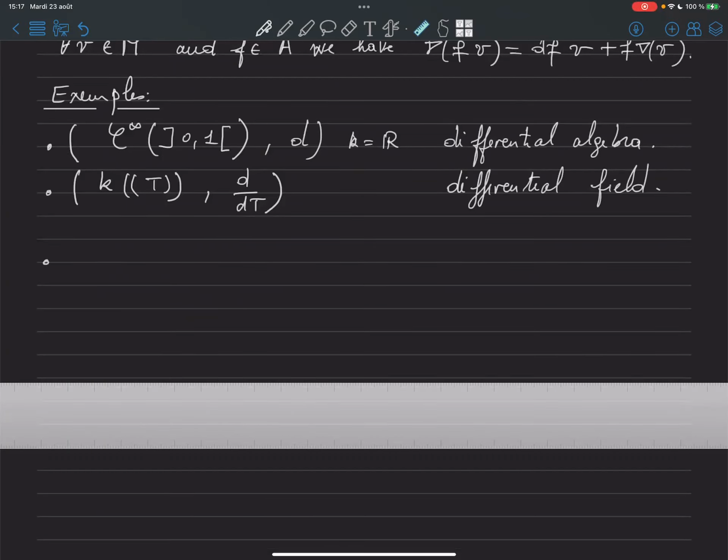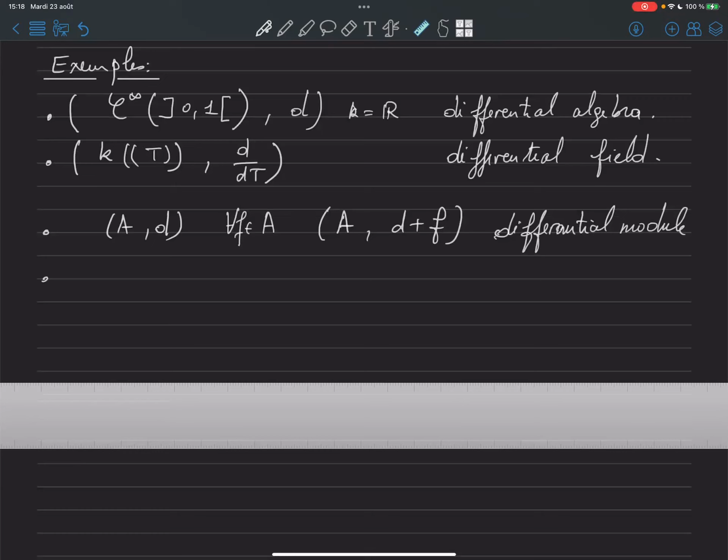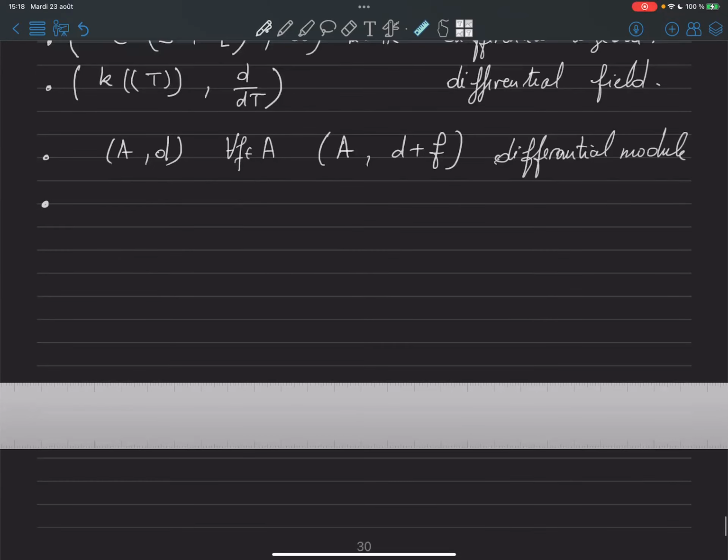Then, for example, if we fix a differential ring A, then for all f in A, this is a differential module of rank 1. And all differential modules of rank 1 have this form, or are isomorphic to this one.